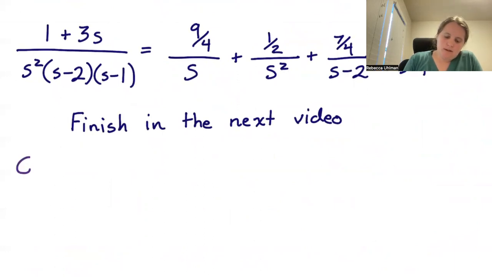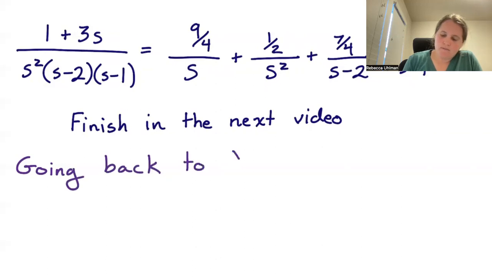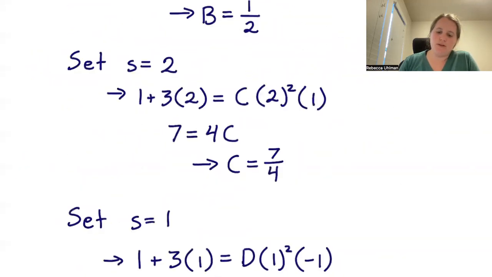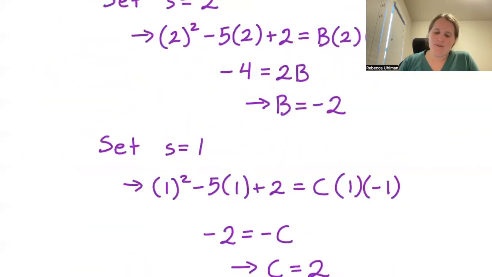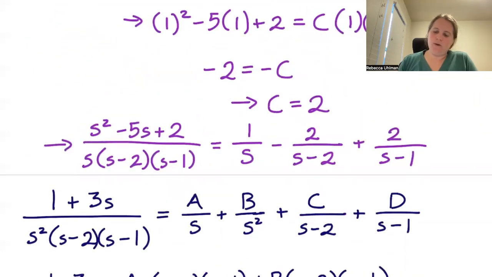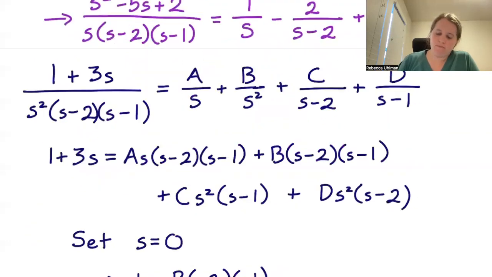So going back to the original problem, we're back to y of s. We have capital Y of s is equal to, I apologize for the scrolling. This is a long problem. Our capital Y of s, we have 1 over s minus 2 over s minus 2 plus 2 over s minus 1.